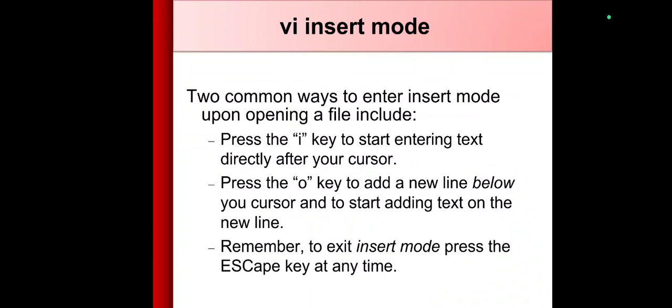VI insert mode. Two common ways to enter insert mode upon opening a file include: press the I key to start entering text directly after your cursor. Press the O key to add a new line below your cursor and start adding text on the new line. Remember to exit insert mode, press the escape key.